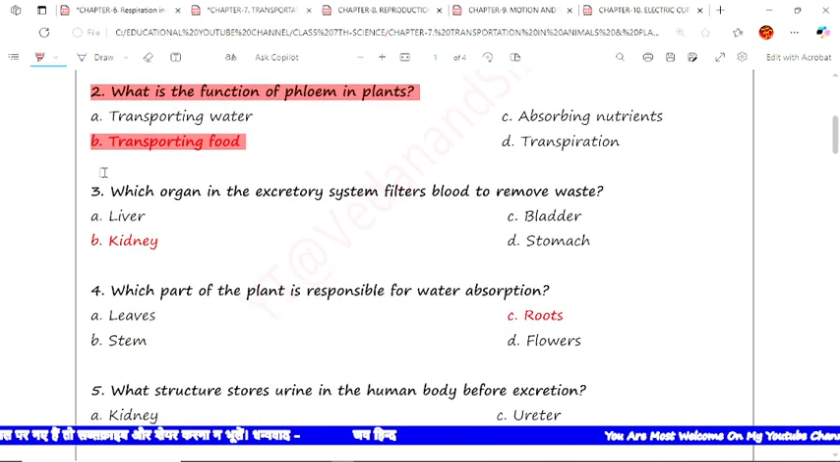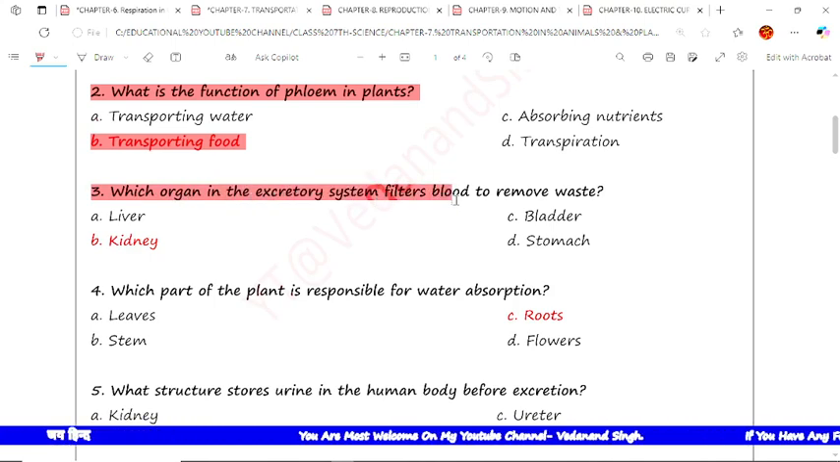Now the next question is question number three. Which organ in the excretory system filters blood to remove waste? Among the four options, the first option is liver, then bladder, kidney, and stomach. The answer is B, that is, the kidney is the correct option.